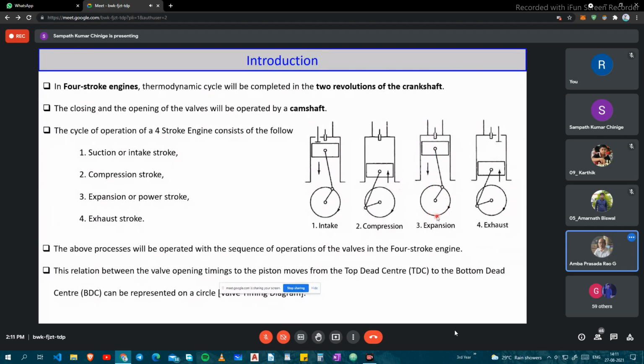After the power stroke, or expansion stroke, is completed, the piston starts moving again from bottom center to top dead center, during which the exhaust valve is opened. The burnt gases, including those which could not be expanded completely in an actual engine, should be cleared out of the engine cylinder.